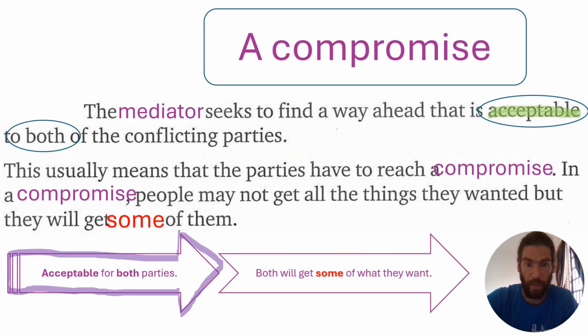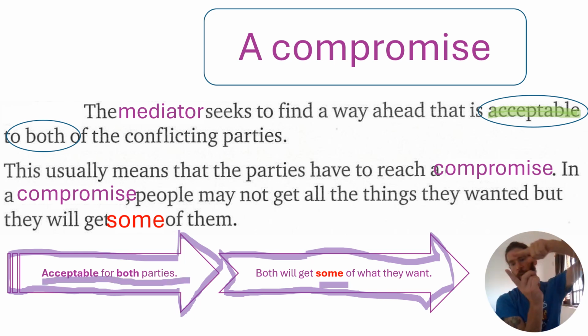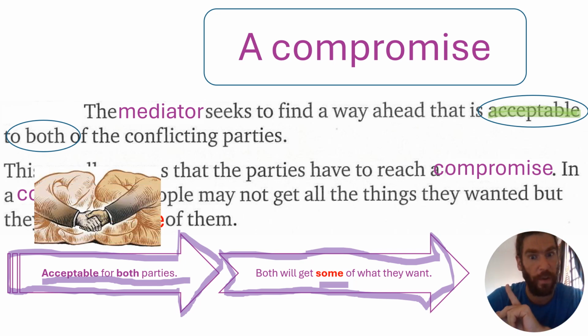But this is also important. Both will get some, not everything, but some of what they want. Not everything, but some. And this some is acceptable for both parties. This is very important what you get to see here. Acceptable for both parties, and both will get some of what they want, not everything.